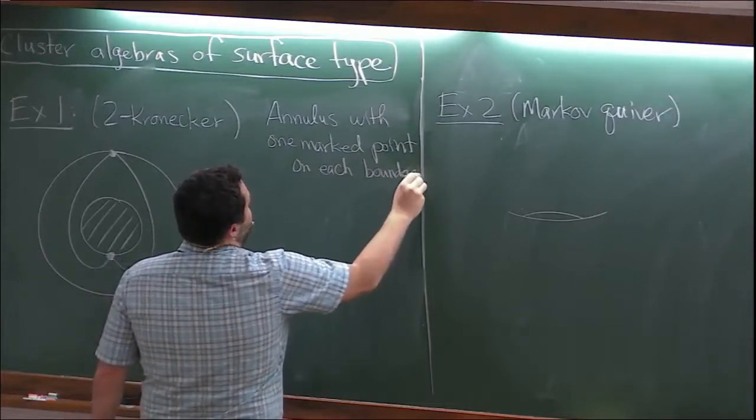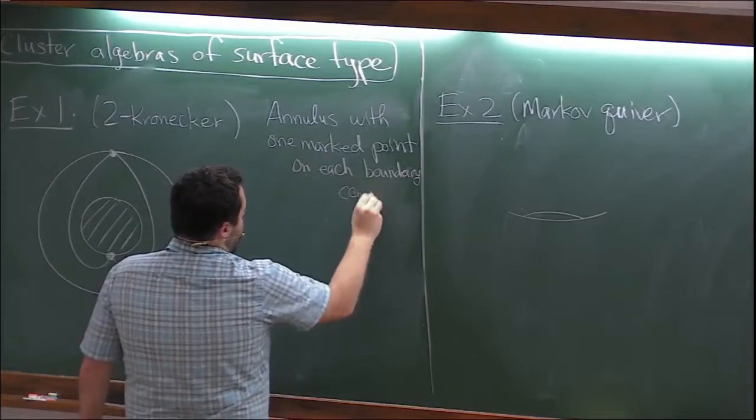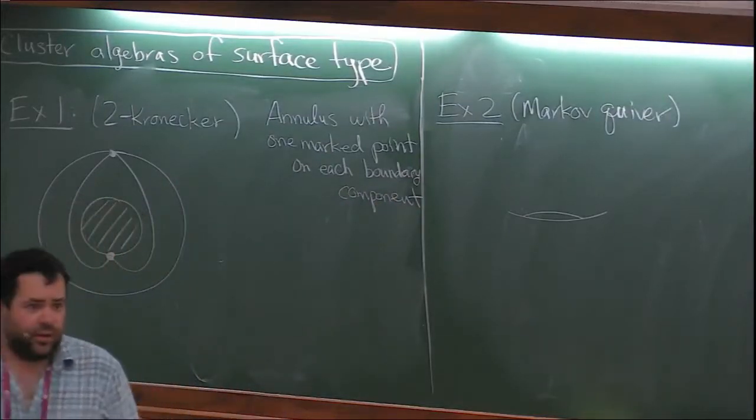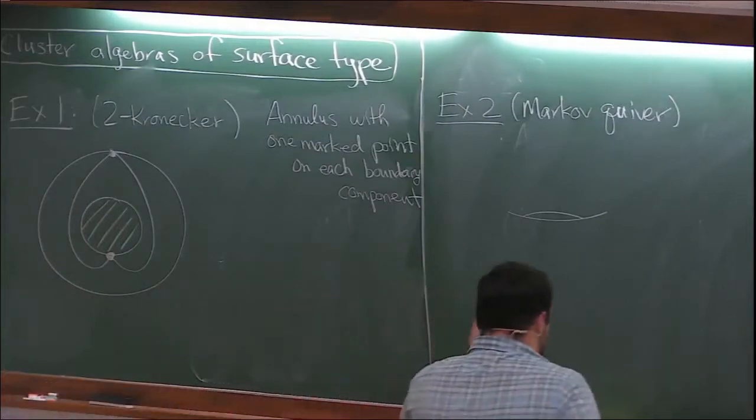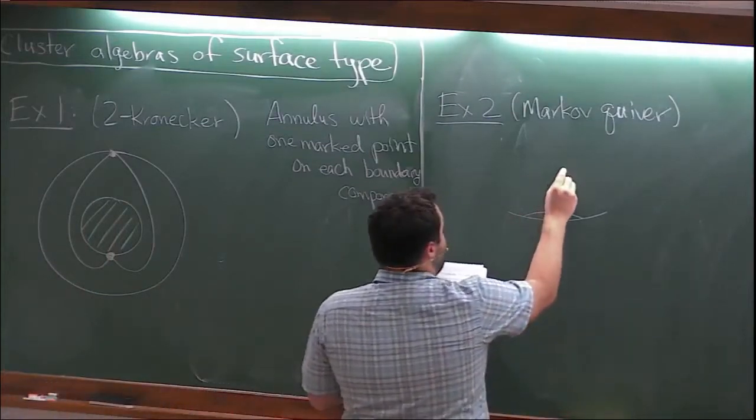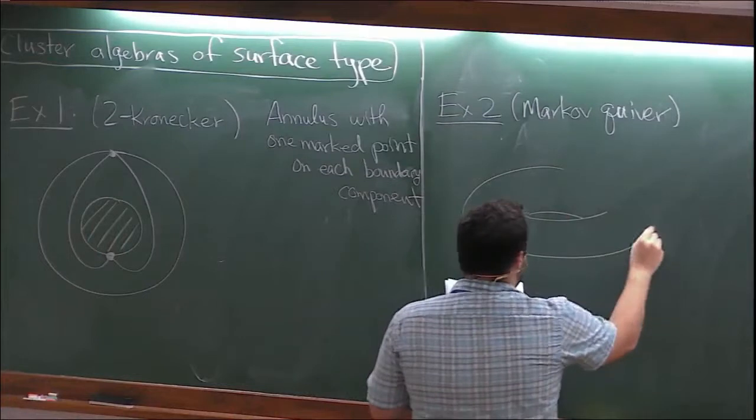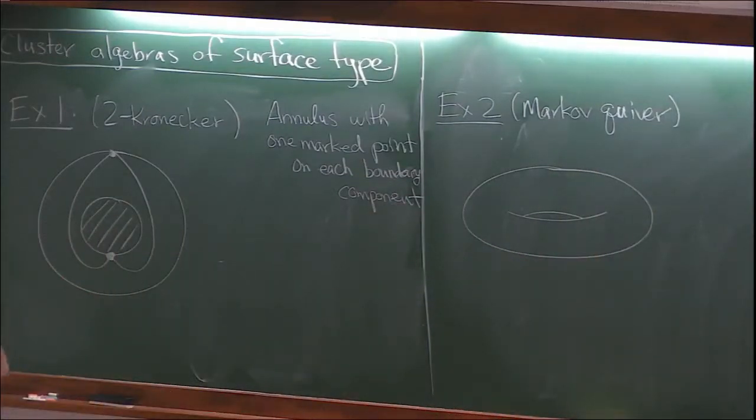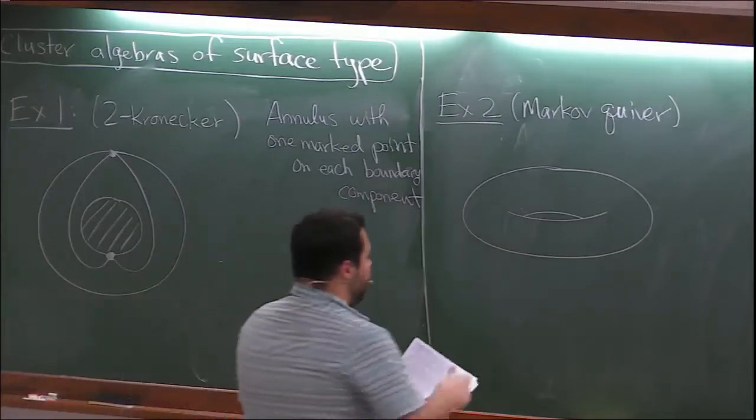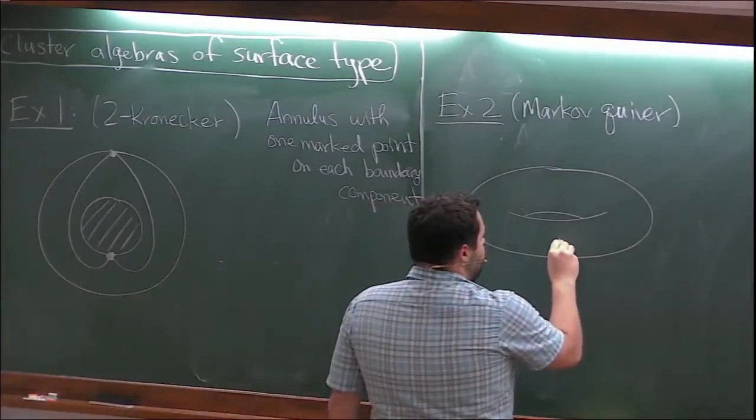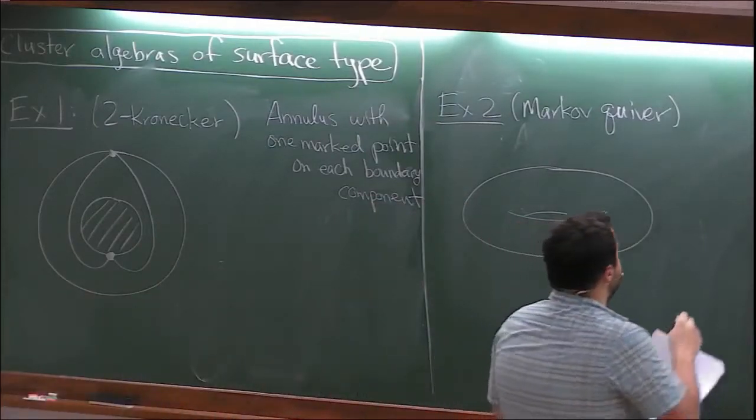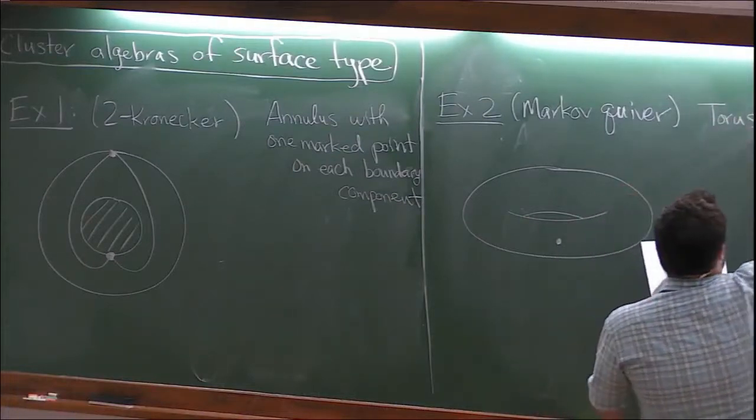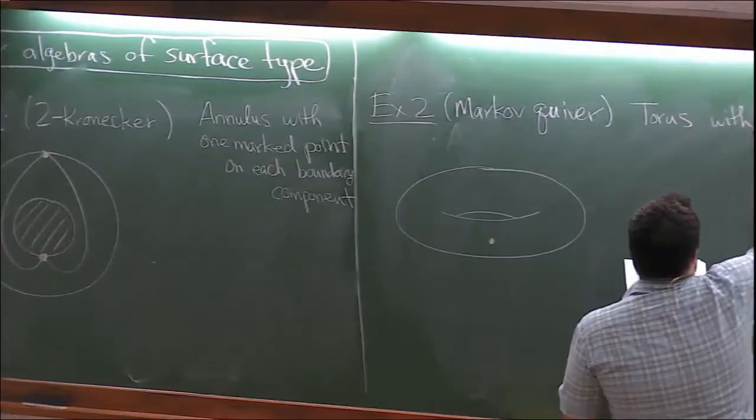Boundary. So I just want to write this because people asked me the question. All right. So the Markov quiver is going to come from the surface that is a torus with a single puncture. Okay? So it's going to be a torus with a single puncture, and no boundary components.